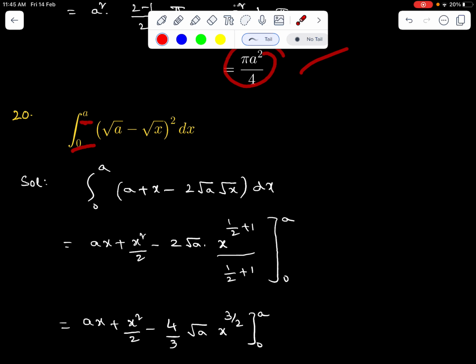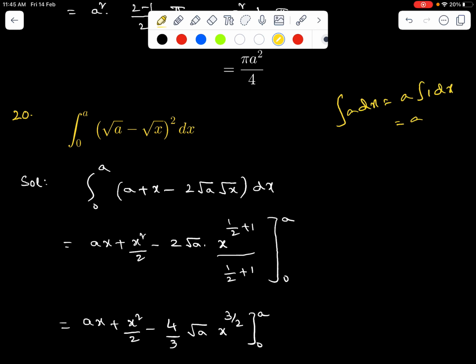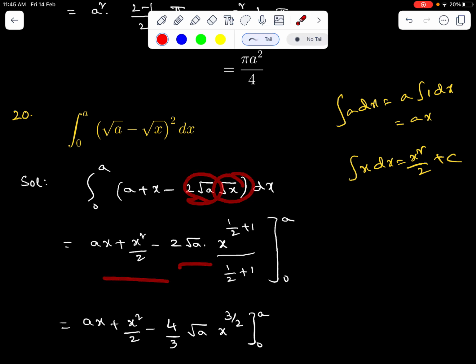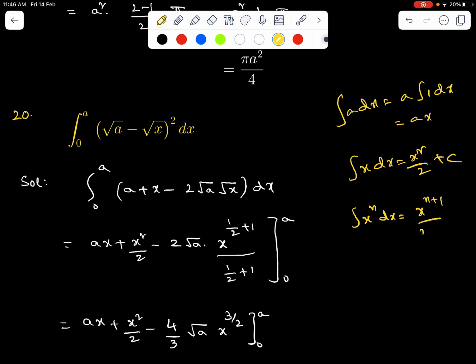Next sum. Integral 0 to a root over a minus root over x whole square. It is in the form of a minus b whole square, a square plus b square minus 2ab. Root a square is a, root x square is x, minus 2 into root a into root x. Okay. Then integral a means that is a constant. Integral a dx means a into integral 1 dx, that is equal to ax. Integral x dx is equal to x square by 2. Then minus 2 root a is the constant, root x. It is in the form of x power n dx, that is equal to x power n plus 1 by n plus 1 plus c. Then you can use this formula, that is equal to x power 3 by 2 by 3 by 2.